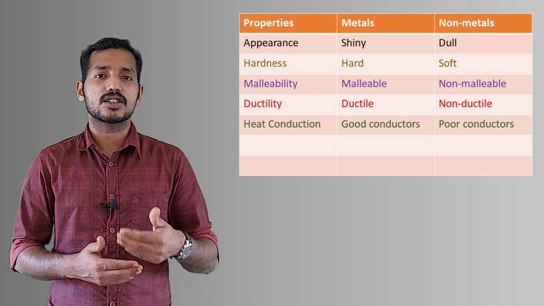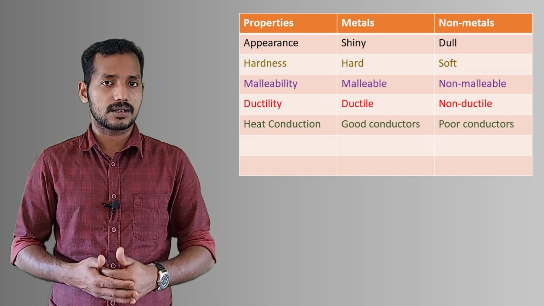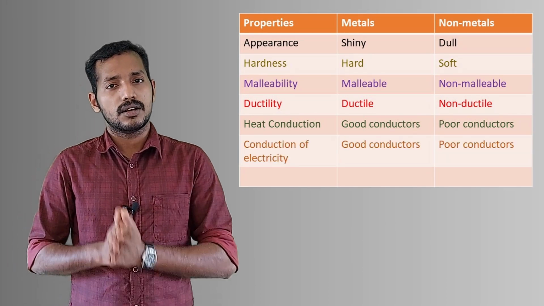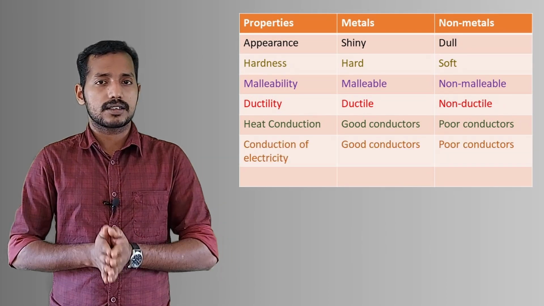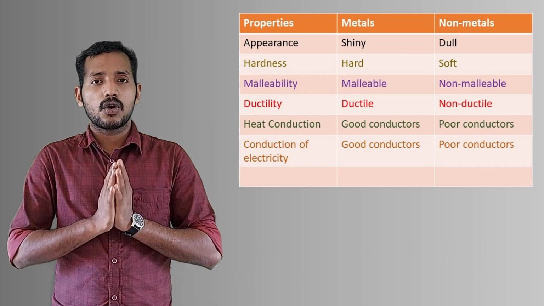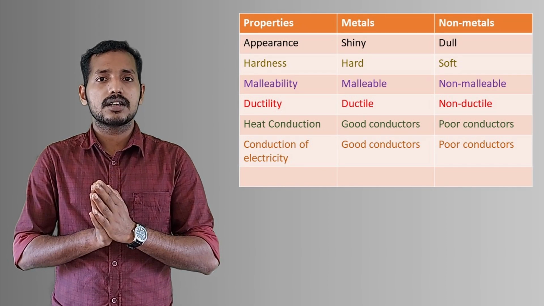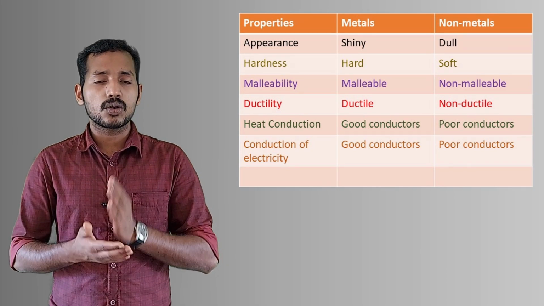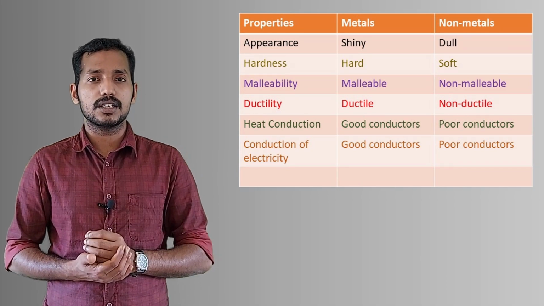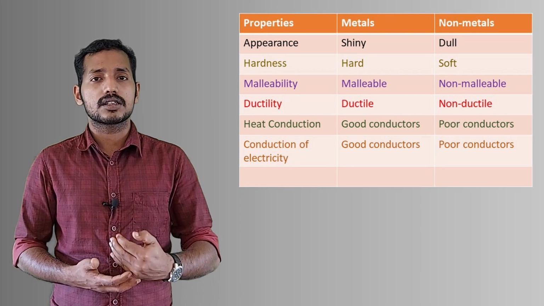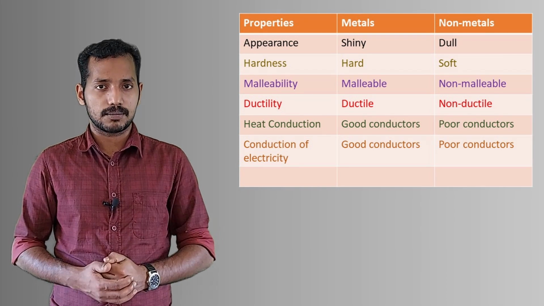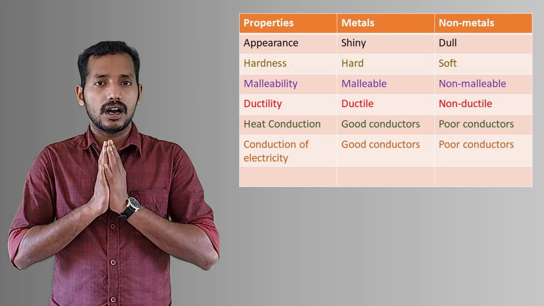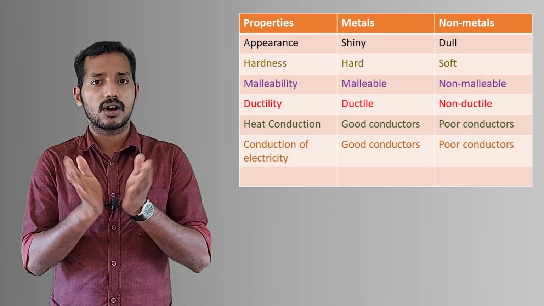Clear? Similarly, in case of conductivity of electricity, metals are good conductors while non-metals are poor conductors. We already said that copper is used for making wires because it possesses high ductility. It is not only because of high ductility; it is also because copper is a good conductor of electricity. Because of this reason, copper is used for making electricity connections in our house.